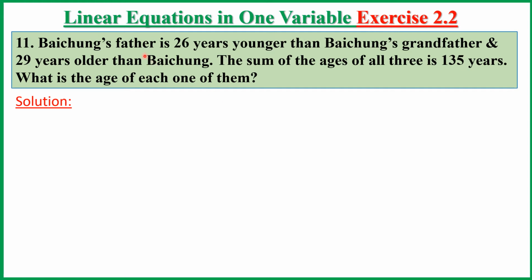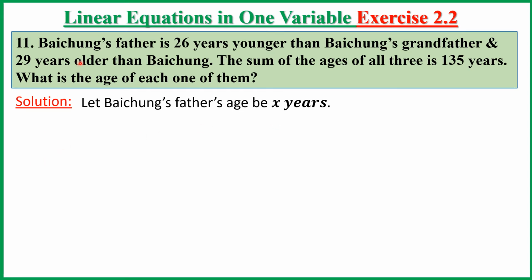Here they have given that father is 26 years younger than Baijung's grandfather, so father's age is related with the grandfather's age. And he is 29 years older than Baijung, so father's age is also correlated with Baijung's age, that is your age. So the unknown number is father's age. If you find the father's age, we can find the grandfather's and Baijung's age. Let Baijung's father's age be x years.